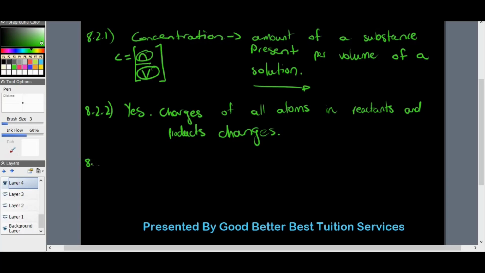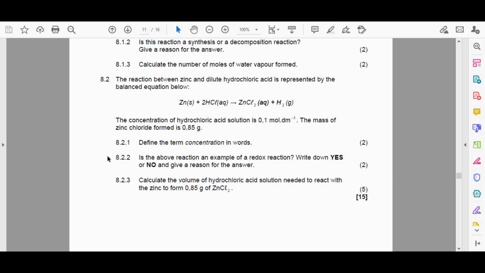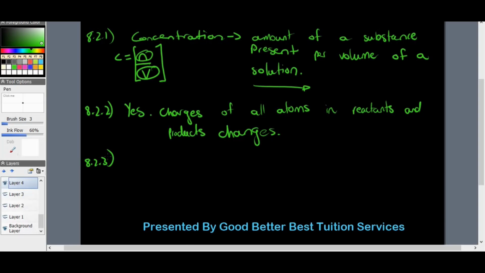And then 8.2.3, which looks like it's the last question of question number 8. Okay. Question number 8, 8.2.3 says, calculate the volume of hydrochloric acid that is needed to react with zinc to form 0.85 grams of zinc chloride. Okay, so this is a very important calculation, because again we use mole ratios again.